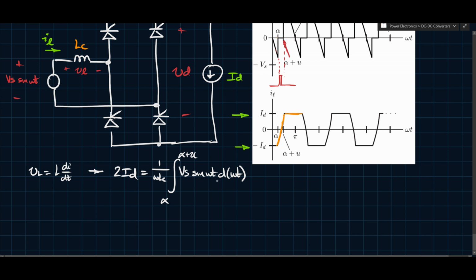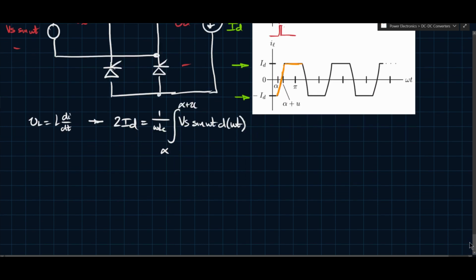Now if you solve this, well, first you solve the integral, then you'd have to rearrange and you'd have to solve for u, because u is this commutation period that we call. If you solve all this, you'll find that u is equal to cosine inverse of cos alpha minus 2XcID divided by Vs, minus alpha, okay? And again, you can go through and solve this. If you're not sure how to solve this type of integral and get to this equation, go back and look at the other videos. I'll link them in the description with the commutating reactance for the full bridge. And we show how to do that.